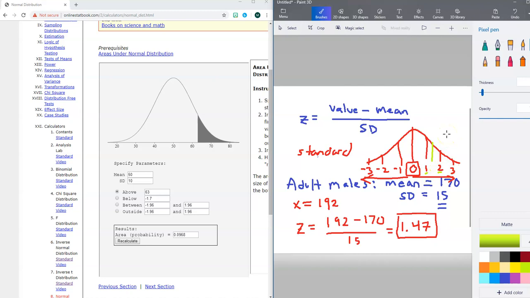So you will be using this website and answering questions about what's the probability of getting a weight even above that. What percentage of males have weights above 192? Or what percentage of males have weights below that, where you would be finding this probability? Probabilities and percentages basically mean the same thing, and that's where this website is going to come in handy. So let's go over here and I'll show you how to use it.